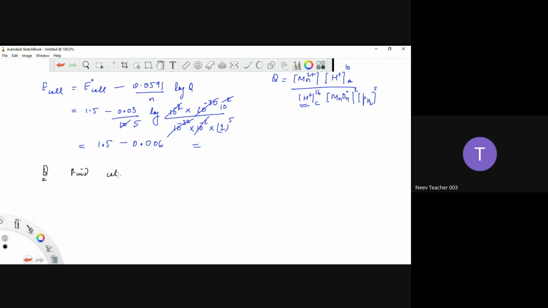Find the cell EMF of platinum | Cl2 | KCl || HCl | Cl2 | platinum. 1 atm for this, 10 to the power minus 4 for this. Here it is 0.1 and 2 atm. Yeah, solve. Don't take more than 2 minutes.